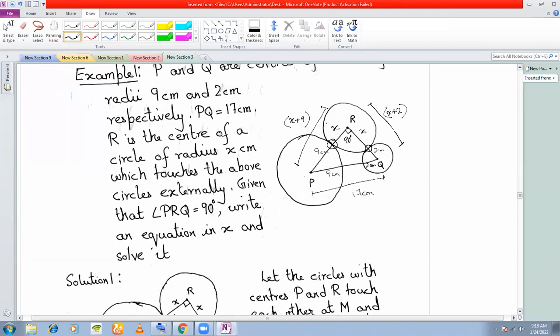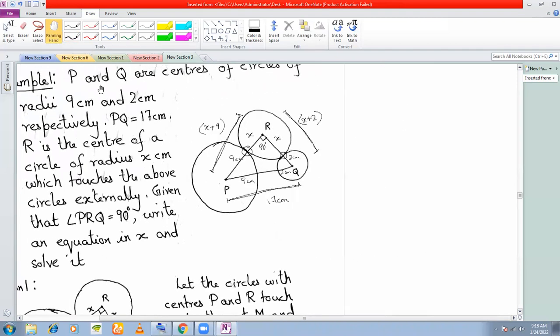So what have we got? We have got this distance. We have got this distance. And we already know this distance. Now, PRQ is a right angle triangle. So from Pythagoras theorem, what can we write? PQ is the hypotenuse. So PQ square must be equal to PR square plus RQ square, right?